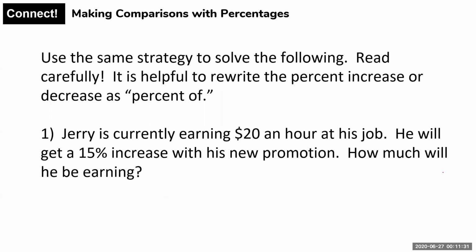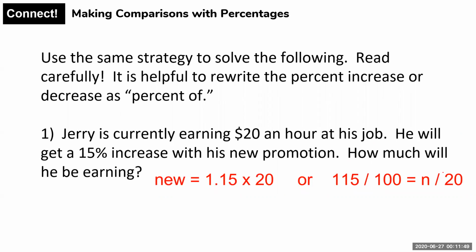So for instance, Jerry is currently earning $20 an hour at his job. He will get a 15% increase with his new promotion. What I can decide to do is 15% of $20 and add it to $20. And that will give me $23. That works as well. Is that okay? Nice.